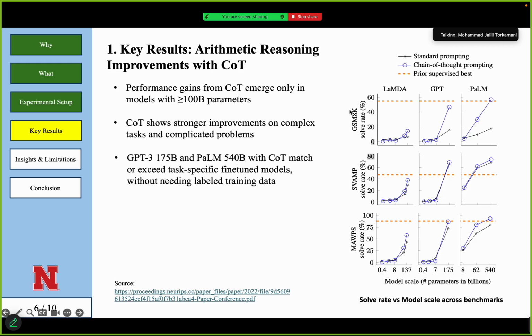And also for the last 2 columns, which are the GPT and PaLM models, you can see that the model sometimes outperforms the supervised fine-tuned models. So it shows that to get more accuracy, we don't necessarily need supervised fine-tuned models. We can also use chain of thought if the model has a great number of parameters, like over 100 billion.